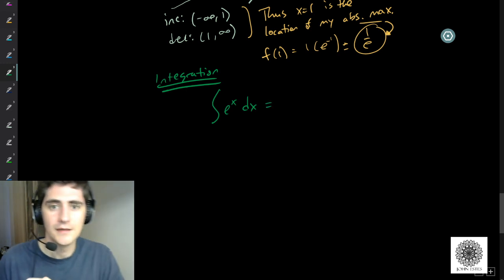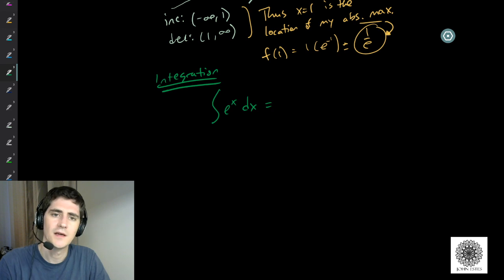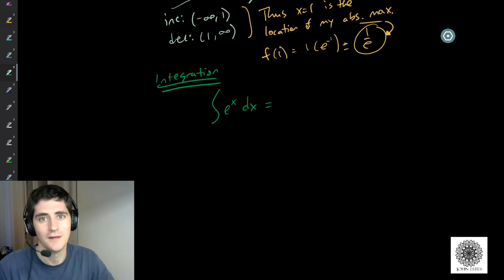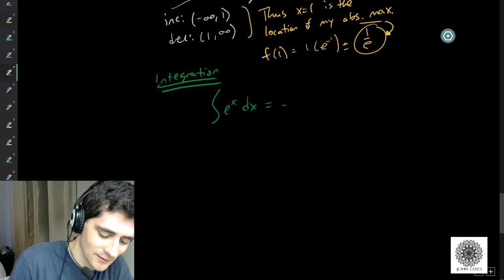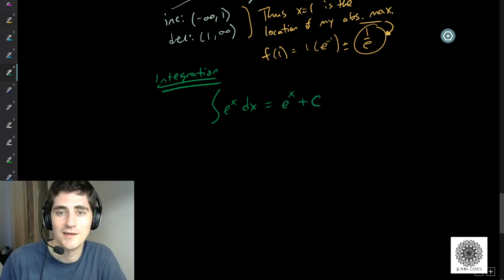The integral of e to the x dx. Well, so let's think antiderivative. What kind of function, once I take its derivative, gives me e to the x? Well, the derivative of e to the x is e to the x, so therefore the integral of e to the x is e to the x. And of course, if I'm doing an indefinite integral, I have to include plus c.